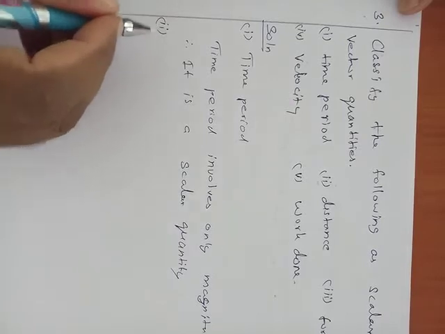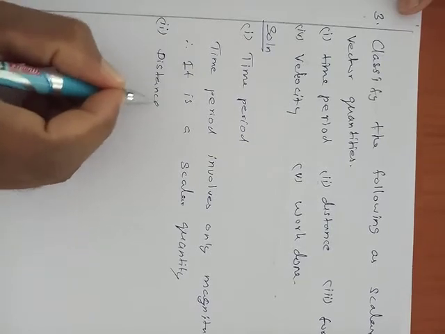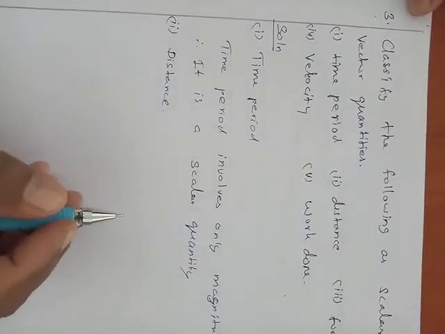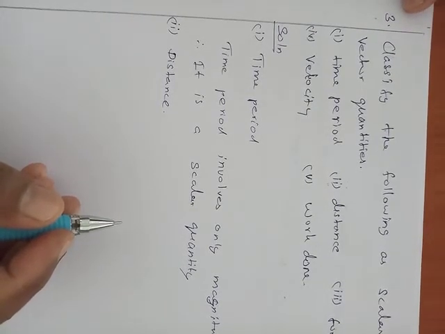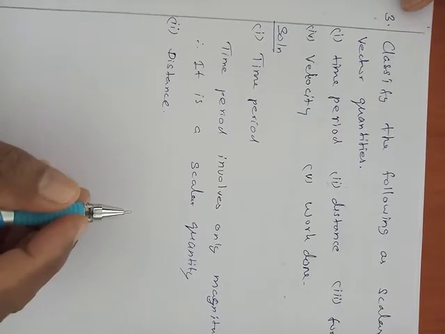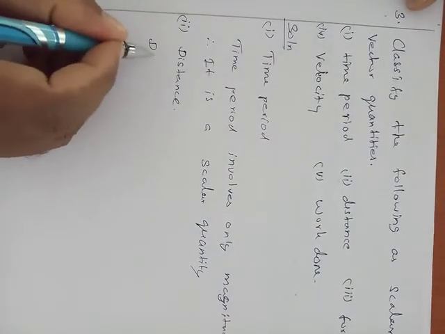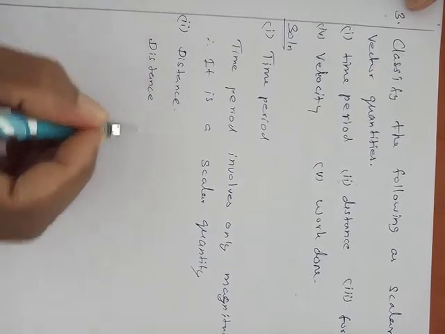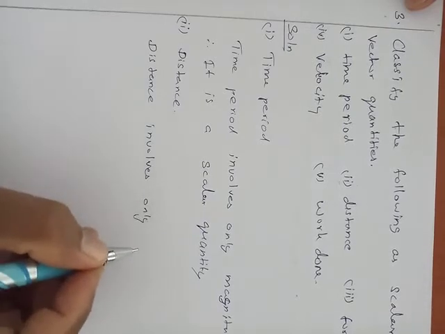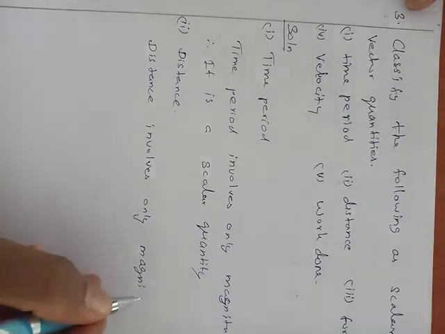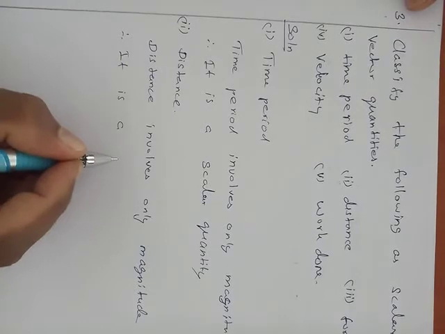Next one, distance. Distance means a particular unit. Distance is 10 km or 30 km, anything. Direction is not considered, but displacement has the directions also. So, distance involves only magnitude. Therefore, it is a scalar quantity.